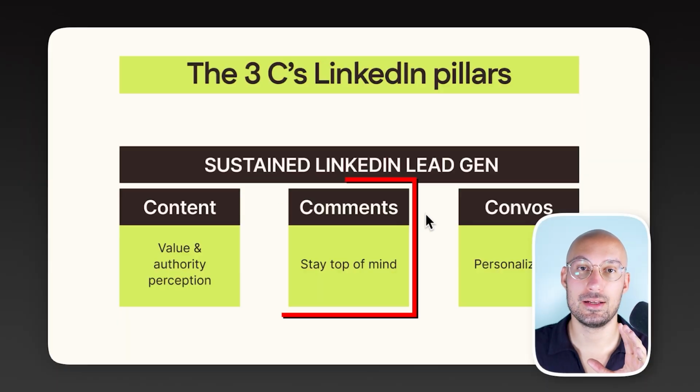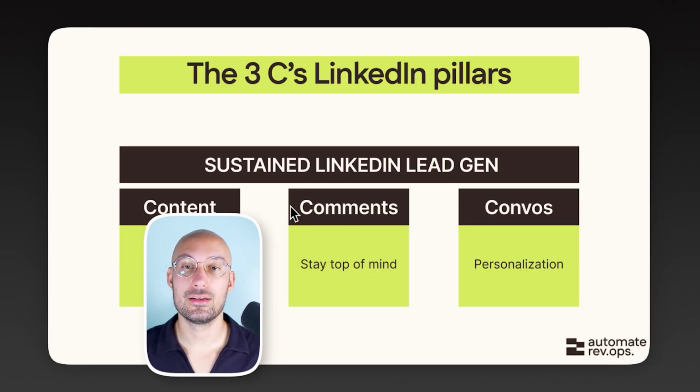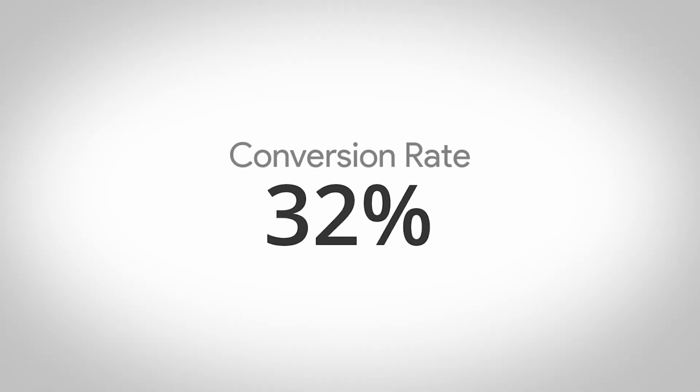The second pillar is comments. You are able to comment on your leads and use a tactic to stay top of mind for those leads. And finally, you can engage with them by sending them messages that can be emails or just LinkedIn messages. Using these three tactics together, you will be able to increase your conversion rate on LinkedIn by 2 or 3x.